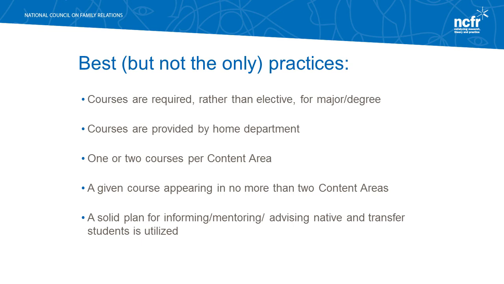Another best practice is that a given content area just list 1 or 2 courses. I've seen exceptions to this and to the next bullet, which is that a given course appears in no more than 2 different content areas. There can be good reasons to depart from this, and those reasons should be discussed in the narrative and discussed with the liaison, in which case that would be me.